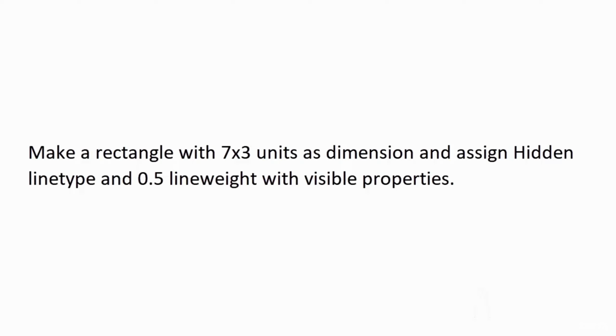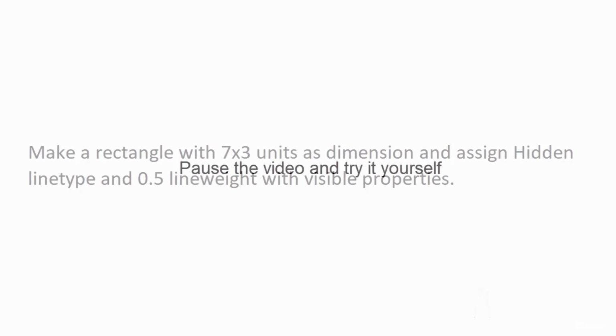Okay, so once again, it's the question time, and here is our question. You need to make a rectangle with 7 by 3 unit as the dimension, and this unit can be anything. It can be inches, mm, or whatever unit your drawing is in. And then assign hidden line type to the rectangle and a 0.5 line weight, and ensure that these properties are visible in the drawing area.